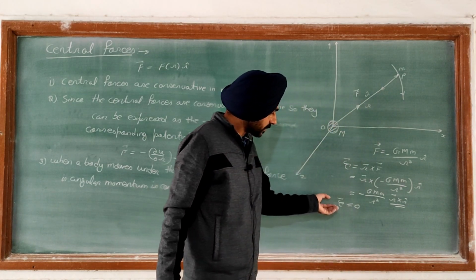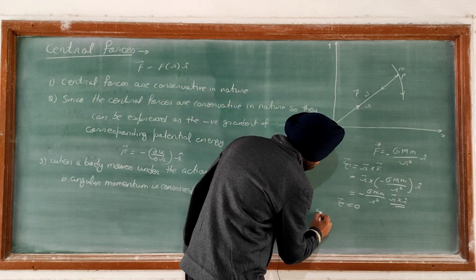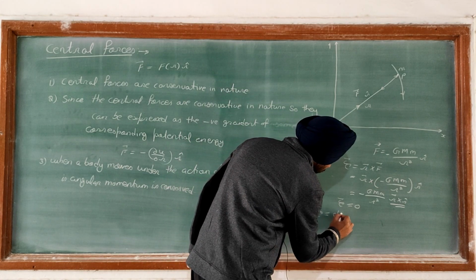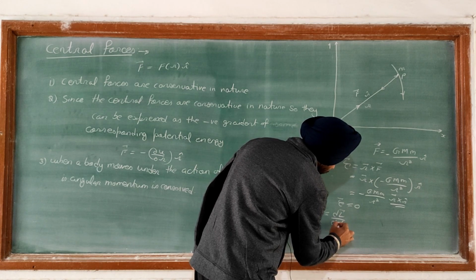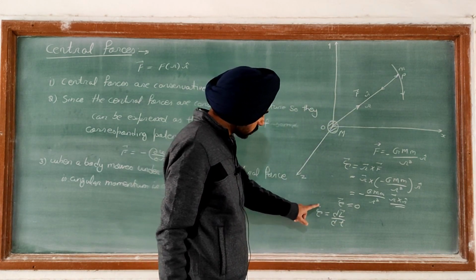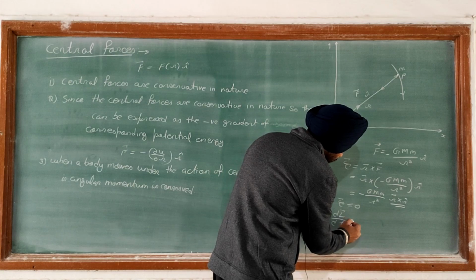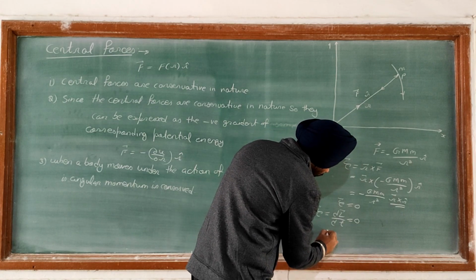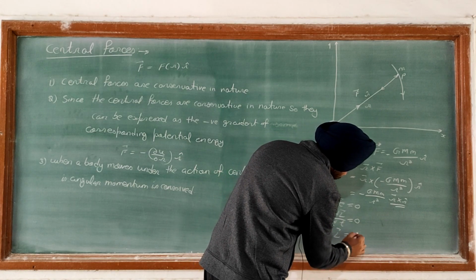By the definition of torque, tau is the rate of change of angular momentum, dL upon dt. Since tau equals 0, dL upon dt is equal to 0. From here, vector L is constant.